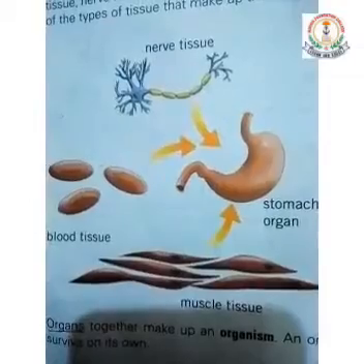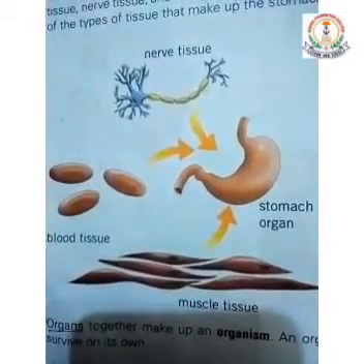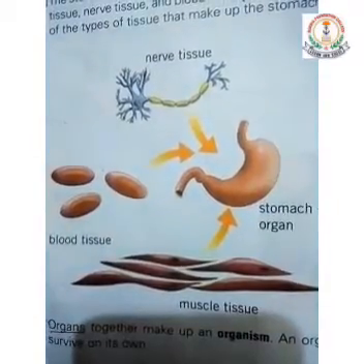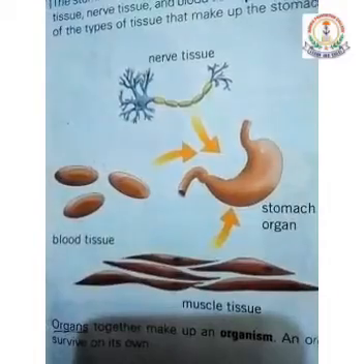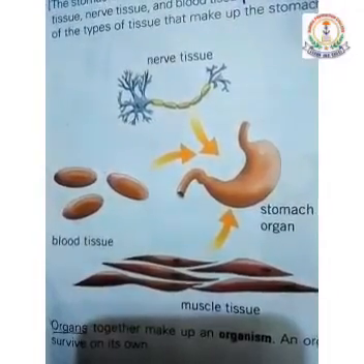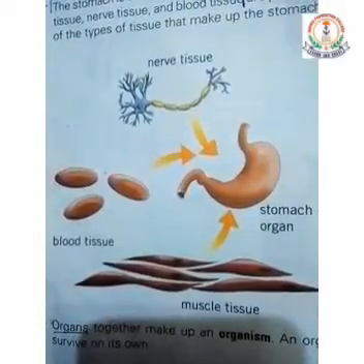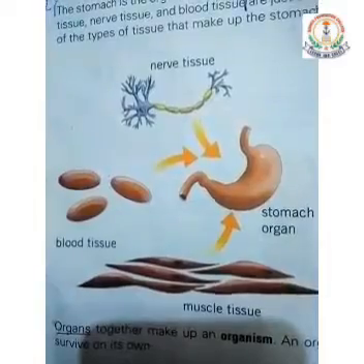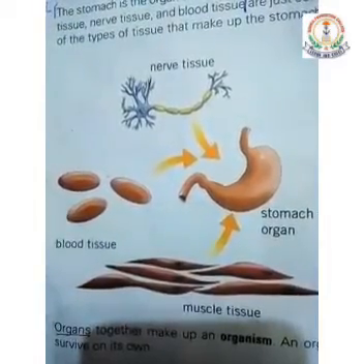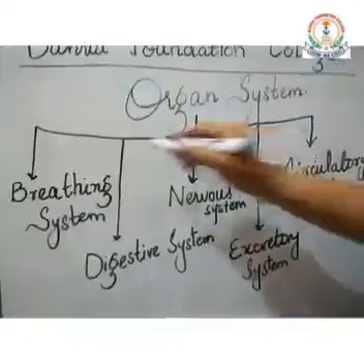This is the diagrammatic representation of this example, showing how the stomach is made up of nerve tissues that transmit messages, as I told you in the previous lecture, blood tissues that are responsible for providing oxygen to the stomach, and muscle tissues that are responsible for contraction and relaxation so that our stomach can perform its function well and digestion can go on.